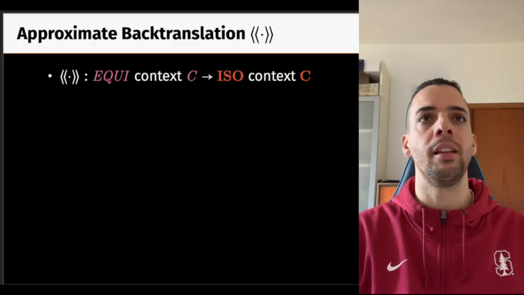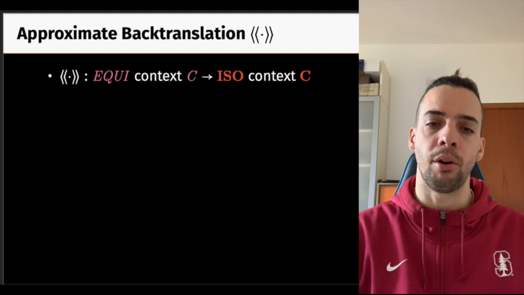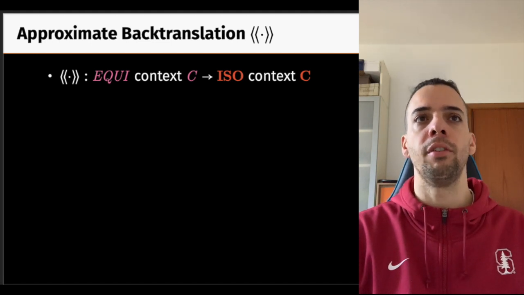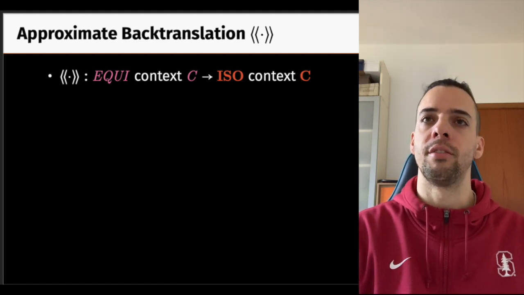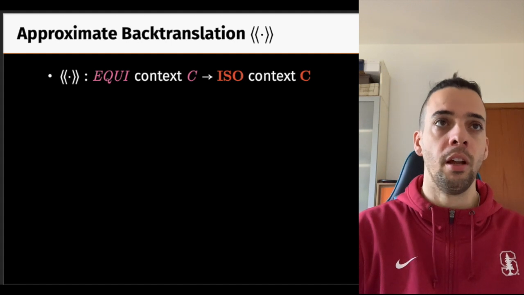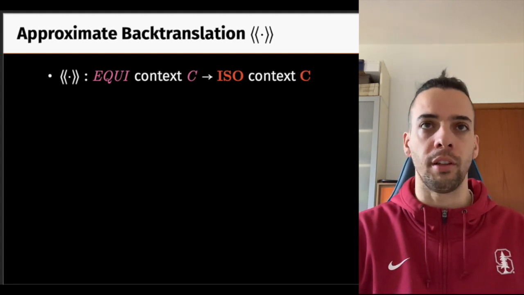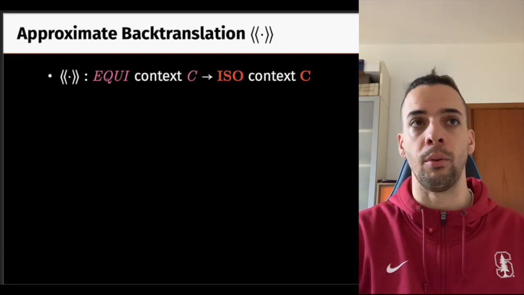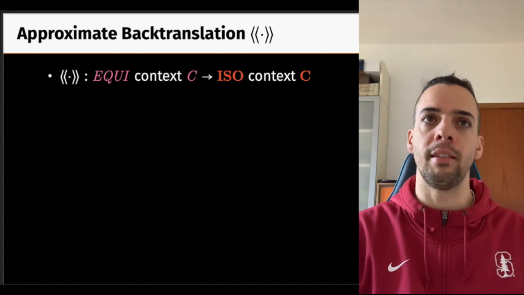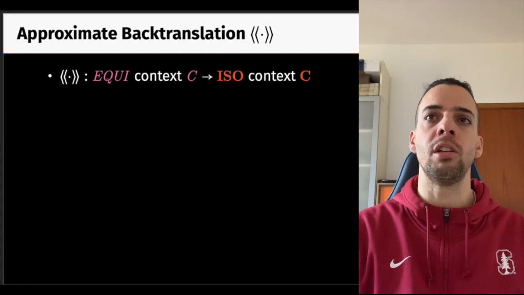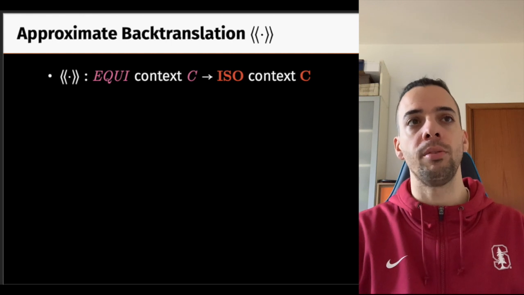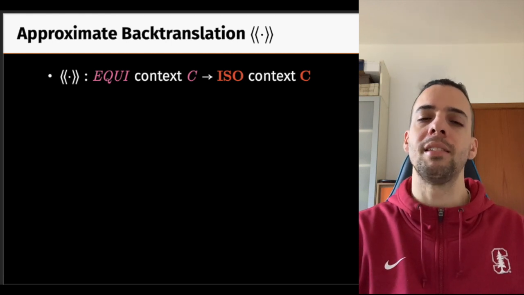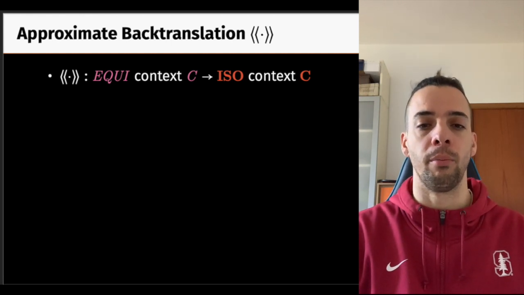First, we rely on a relatively recent proof technique called approximate back translation. In the proof of fully abstract compilation, there's a step at some point that we'll see later where we are given an equicontext to reason about in the ISO language. And in order to express it, we rely on a back translation function which goes the opposite way of a compiler, but it's not necessarily the inverse of compilation.